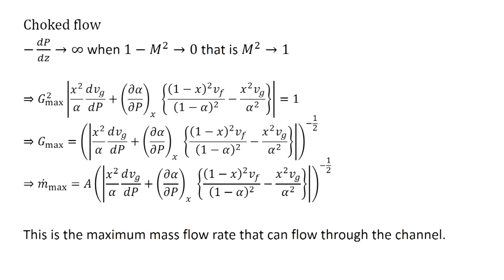Now, let us consider choked flow. Similar to the analysis done in the homogeneous model, here also, under what conditions will the pressure gradient tend to infinity? It will happen when 1 minus m square tends to 0, that means m square tends to 1. So, the expression for m square is this. So, this expression should be equal to 1, and then from that we get the expression for the maximum mass flux and the maximum mass flow rate. So, this is the maximum mass flow rate that can flow through the channel.